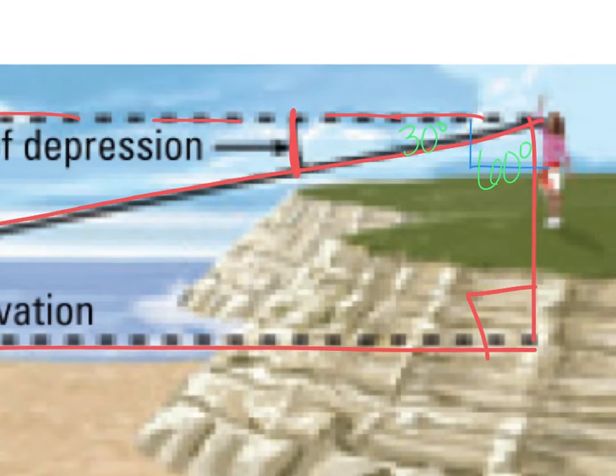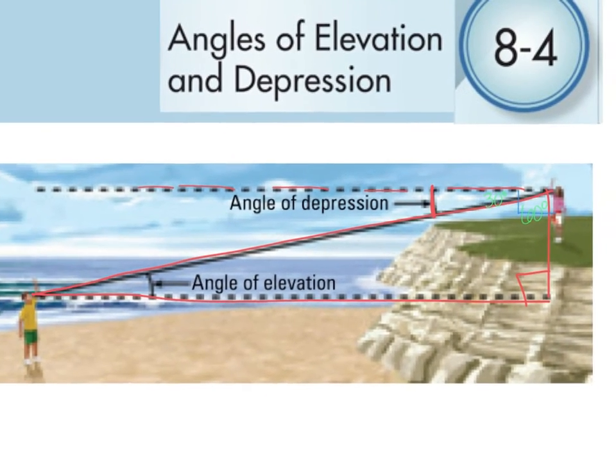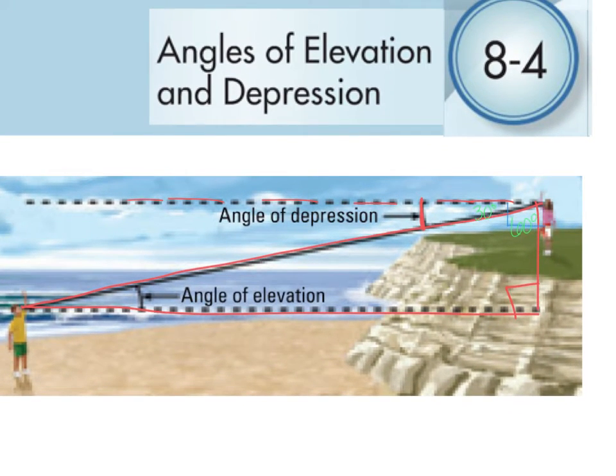Say my angle of depression was 30 degrees. Well, you would do 90 minus 30, so that would be 60 inside that right triangle. So when you see angle of depression, start thinking, I'm going to have to do an extra step. That's depressing. That's my little joke for you today.